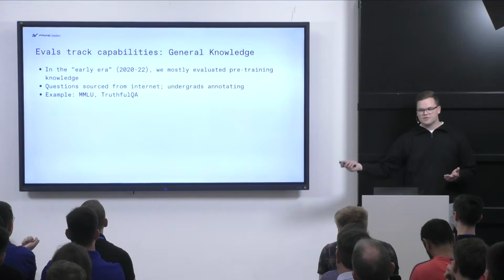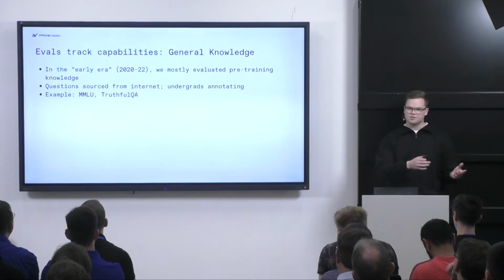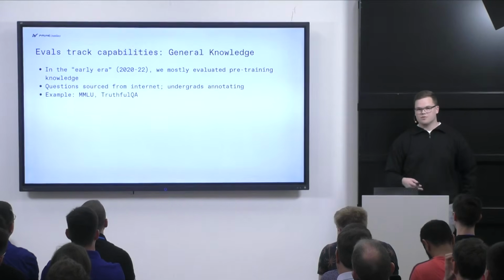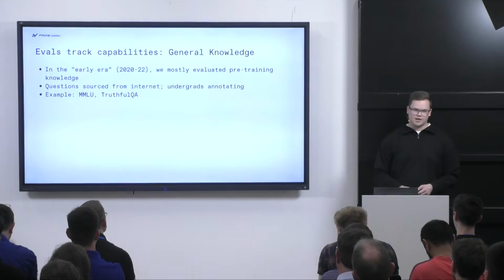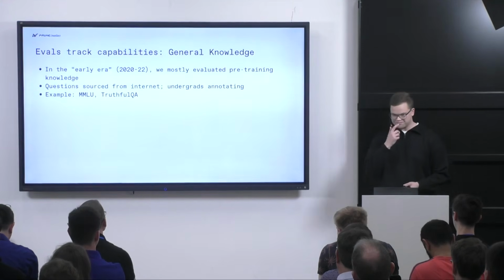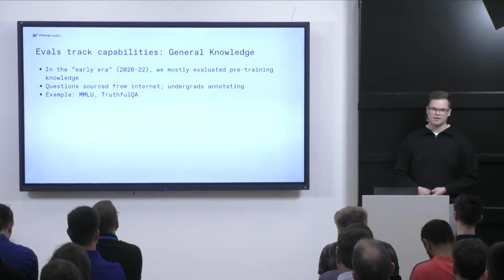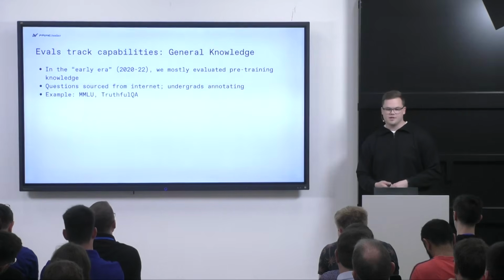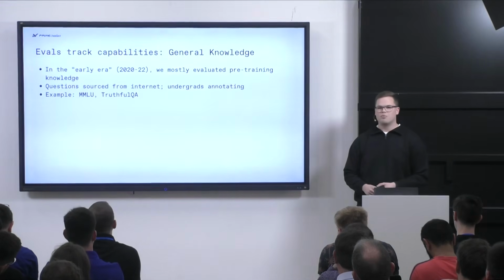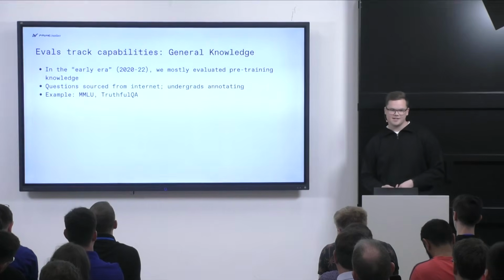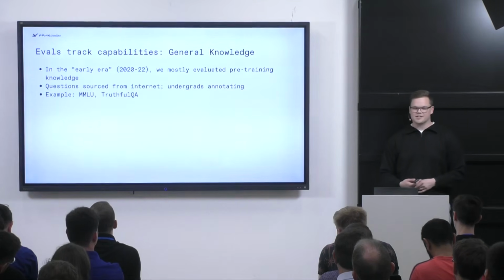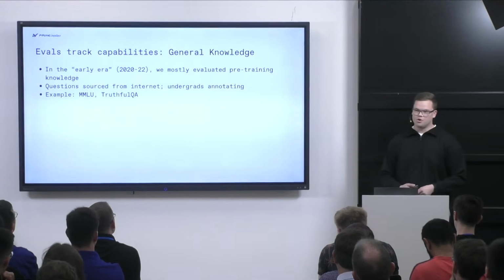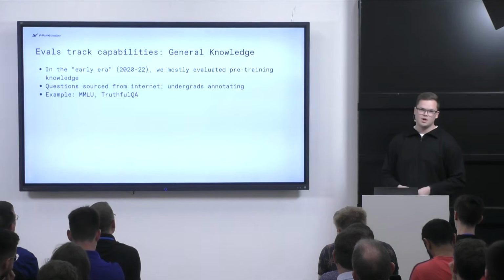And for all these things, we need to go through the history to know why we measured the things and how we ended up where we are right now. So in the early era of LLMs, so like 2020 to 2022, we mostly cared about evaluating the pre-training knowledge. So we used some questions which we found in the internet, then took some poor undergrads and let them annotate the data to see whether these questions are correct. And then we used this to see how good the model is at picking up the knowledge from the internet.